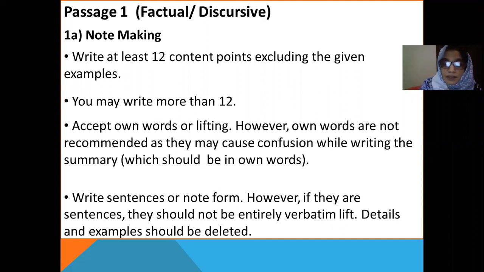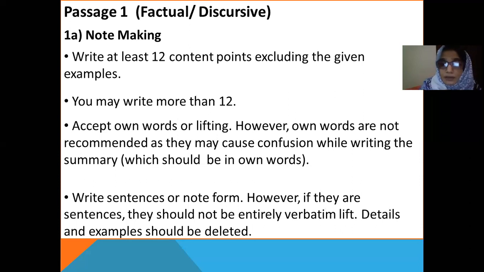And then about the lifting, it's better students do not use own words at this stage, because they would be quite confused in the next stage when they have to write summary, that whether these words are their own words or author words. So it's better at this stage they just lift, or they may paraphrase, they may change the forms, or they may change the positions of the words, or they may delete the extra information, but they need not to use their own words.